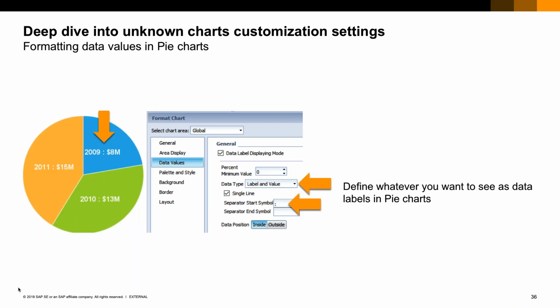On the pie chart, you can also play with what you're going to display in each sector of the pie chart. You have the ability to display only a label or the value or both of them, and then even how you're going to display those values. You can have them in a single line or several lines, and you can define the symbol as a separator to start the way the data is going to be displayed, or at the end of the label, you can also display a specific symbol.